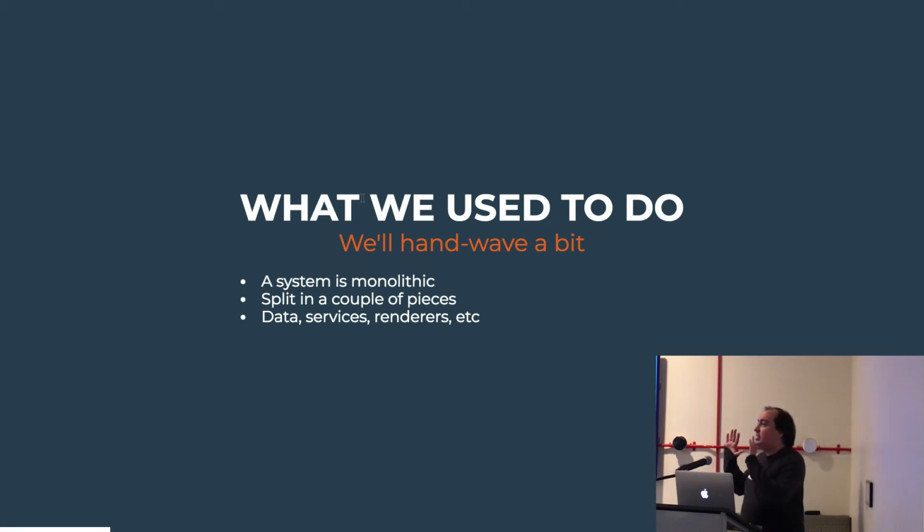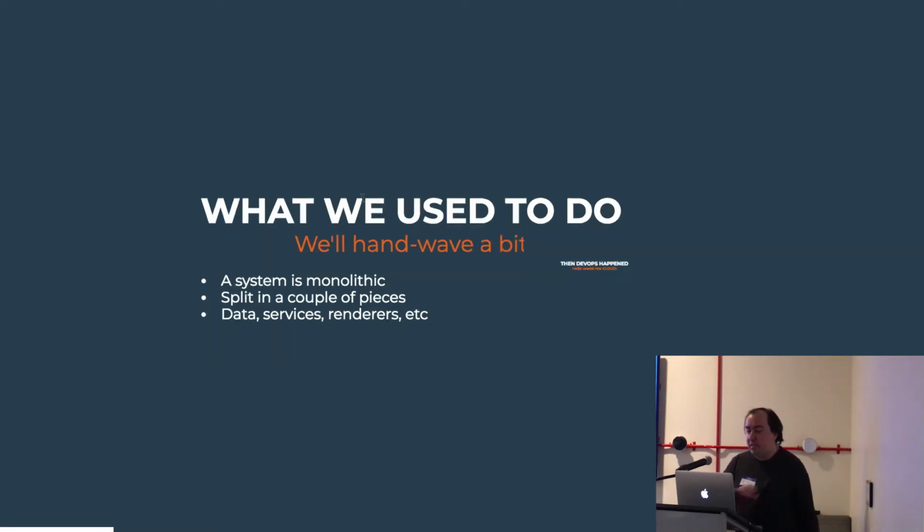So first, let's think about a more classical architecture on the back end, and we'll hand wave things a little bit. A backend system used to be kind of monolithic. You might split it in a couple of pieces, and when I say a couple, 2, 10, you might have a data tier, service, APIs. If it's backing a front end, you might have a renderer, you might have queues, you might have a couple of things, like 10, 15 services. There might be a lot of servers backing that stuff up, but you won't have that many.